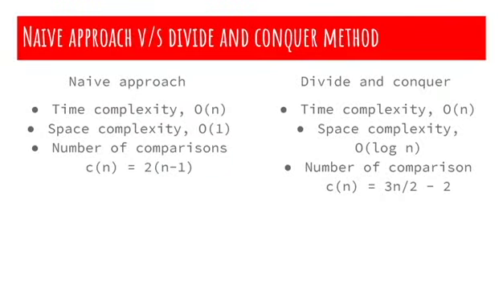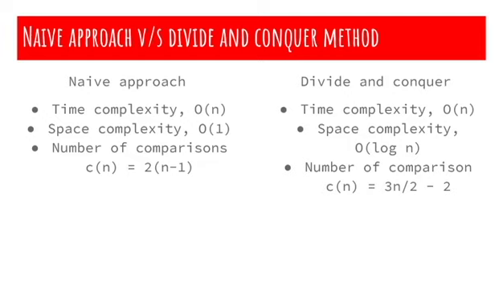Here is a comparison between the naive approach and the divide and conquer approach. The time complexity taken by the naive approach is order of n, and the time complexity taken by the divide and conquer method is order of n log n. The space complexity for the naive approach is order of 1, while the space complexity for the divide and conquer method is log n.